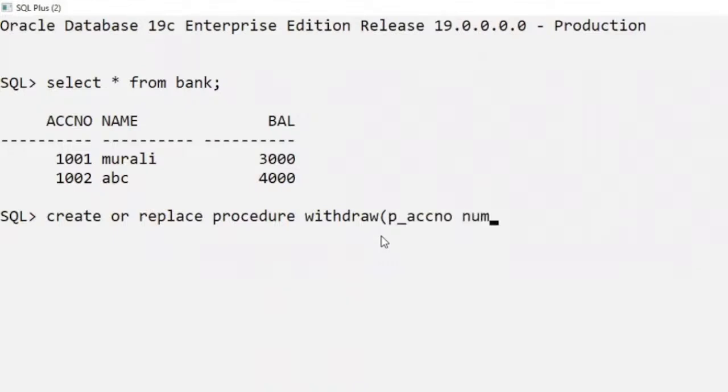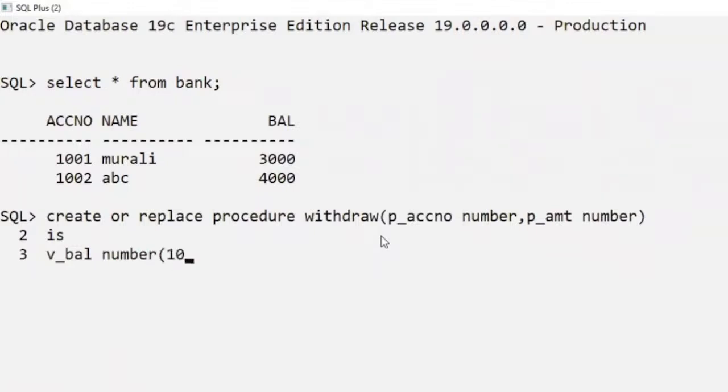Account number I'm passing. Again, the amount also I'm passing, only because I try to withdraw. The ATM card is there. Here, the amount I'm passing, something only. Okay, now some coding is there. I want to find out a balance.